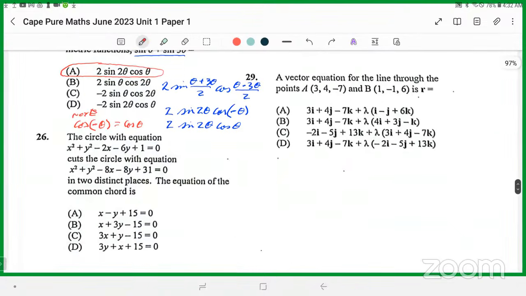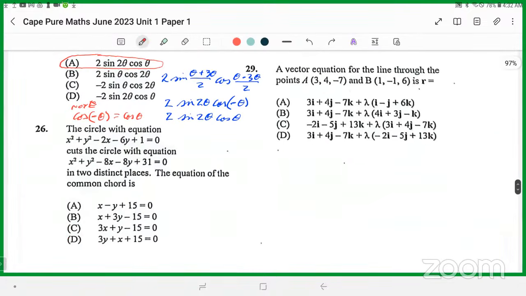Next one. It says the circle with equations that and that, these two circles. This circle cuts this circle in two distinct places. The equation of the common chord. You're basically solving these two equations simultaneously. To get the common chord, you have to subtract them, to eliminate the square terms.